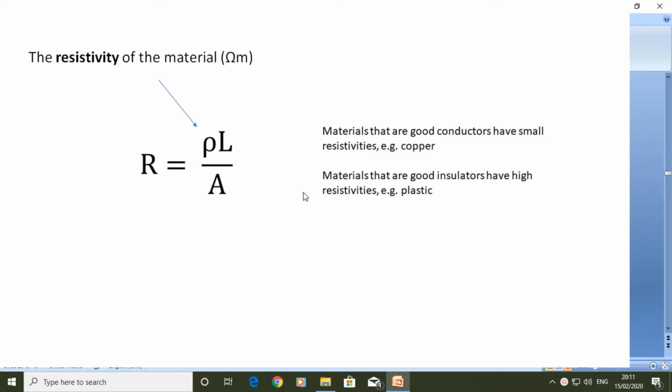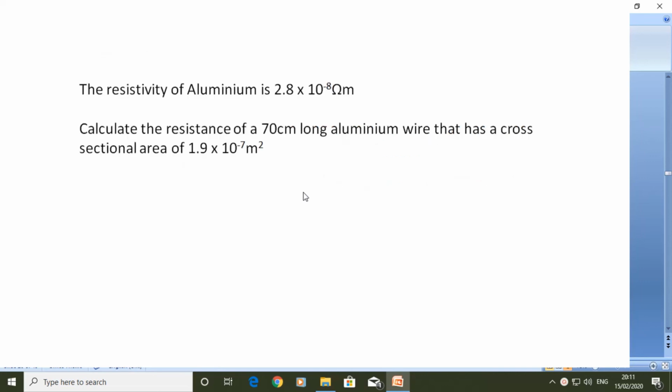The equation you need to know, R equals rho L over A, where rho is the resistivity measured in ohm meters. Here's a question for you to have a go at, and the answer is that.